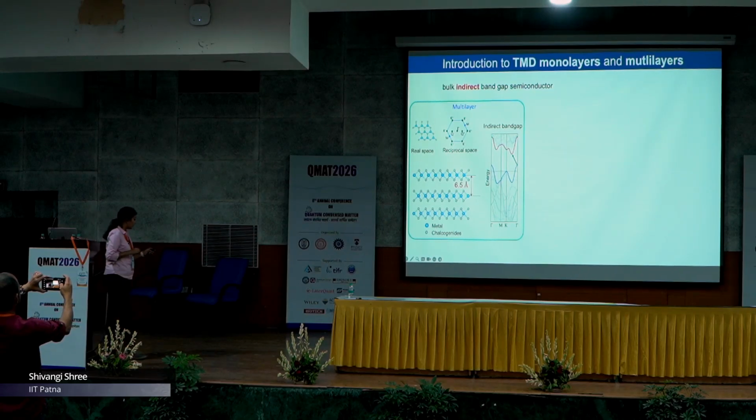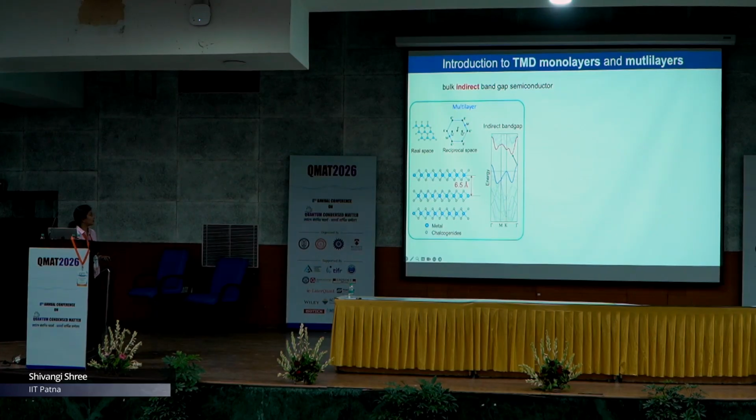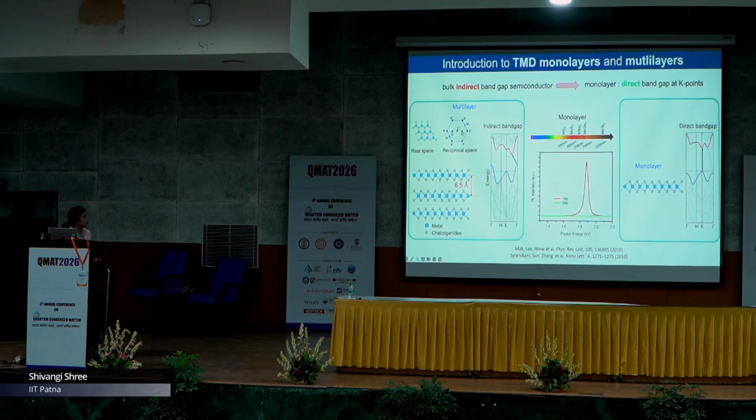In the bulk form, these have an indirect band gap. You do not see much luminescence coming off from the bulk. Even in bilayers, this does not emit much. But as soon as we go to the monolayer limit, the band gap becomes direct, and that is why you see a huge luminescence coming out from a single layer. All these transition metal dichalcogenides, which are semiconductors, most commonly molybdenum sulfide, tungsten sulfide, and selenides, emit in the visible range, so that is why they are very interesting for optoelectronic devices.